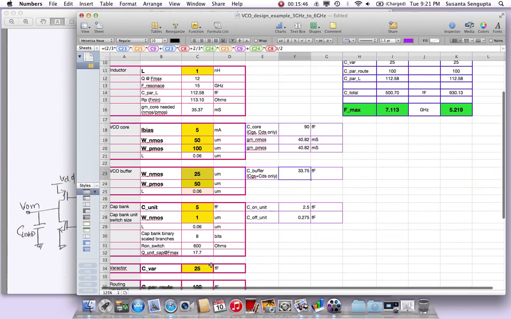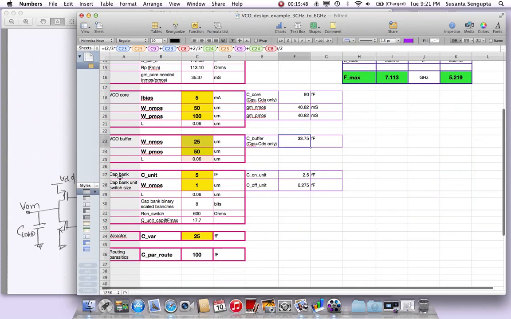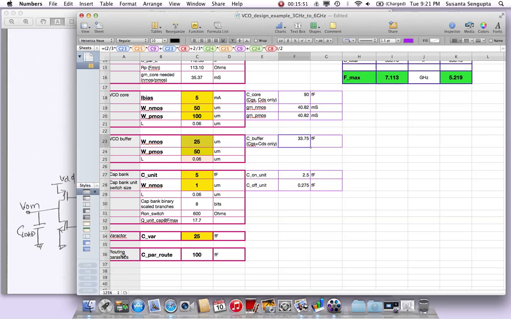Then what do we have next? Next we have three more things: cap bank, varactor, and routing. Let's start with the routing here.